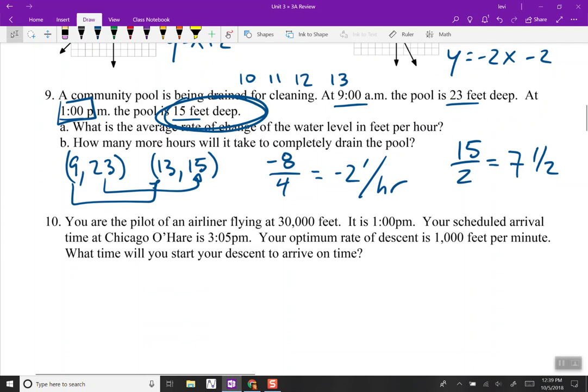You are the pilot of an airliner flying at 30,000 feet. It's 1 p.m. Your scheduled arrival time into Chicago O'Hare is 3:05. Your optimum rate of descent is 1,000 feet per minute. What time will you start your descent?